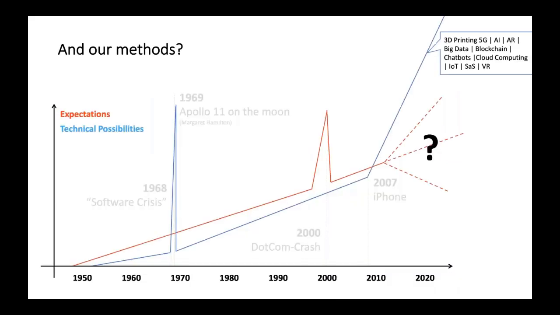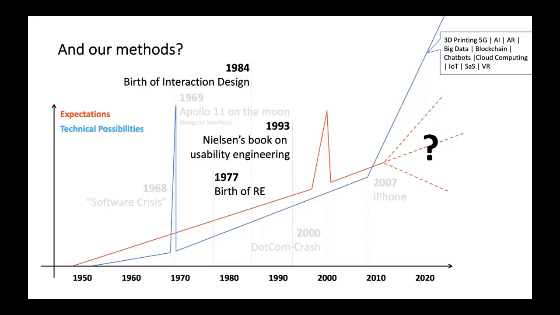And if you come back to the history slide, an important observation is that our methods are all created somewhere behind before all this technology has been invented. For example, my home discipline, requirements engineering, was invented in 1977, or interaction design has been invented in 1984. Usability engineering goes back to 1993, and the Agile Manifesto 2001, everybody knows, I hope, and the first BABOK draft was published in 2005, which simply means that all these methods have been invented in a time period where there was this gap between expectations and technical possibilities.